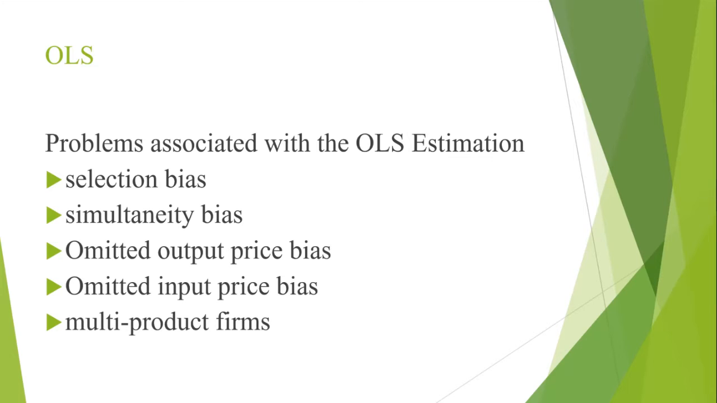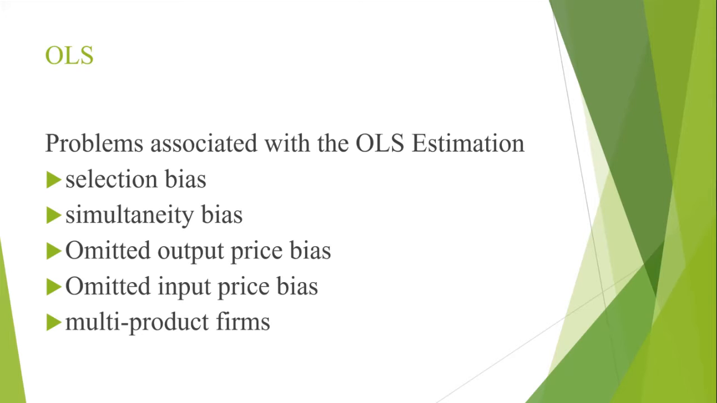Then there is a problem of simultaneity bias. Simultaneity bias is basically that labor and capital both may be interrelated when we are choosing the quantity of them. So there may be a problem of endogeneity between them. So this will be called simultaneity bias.